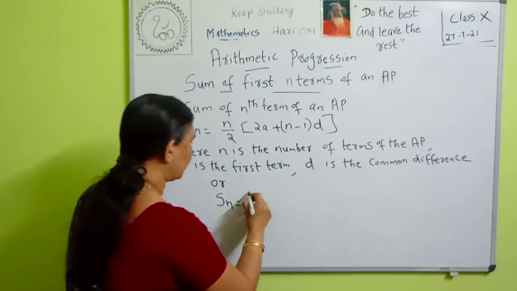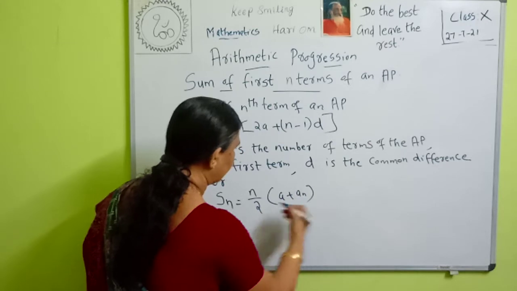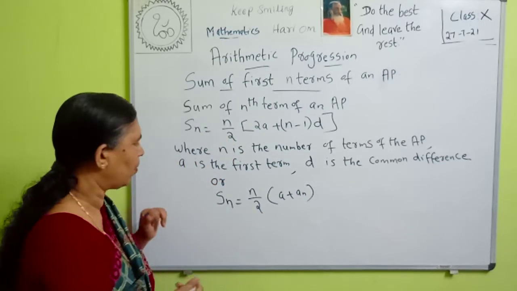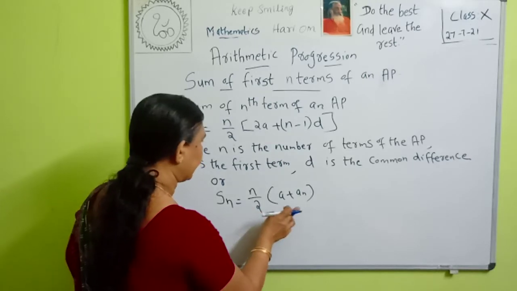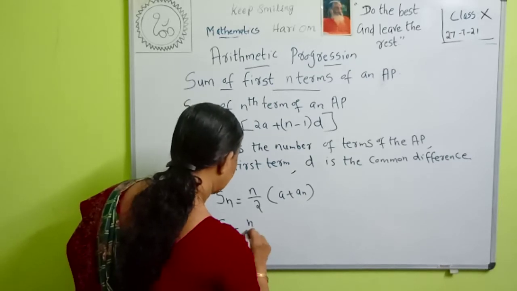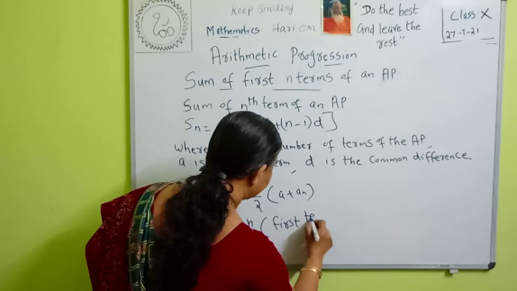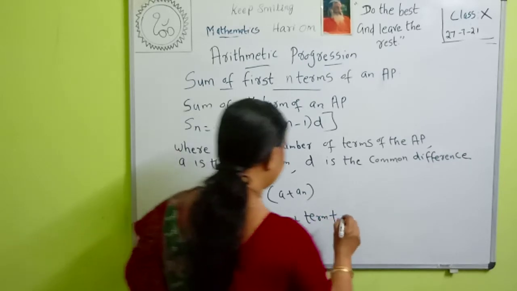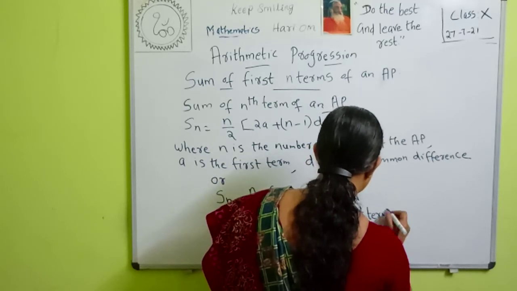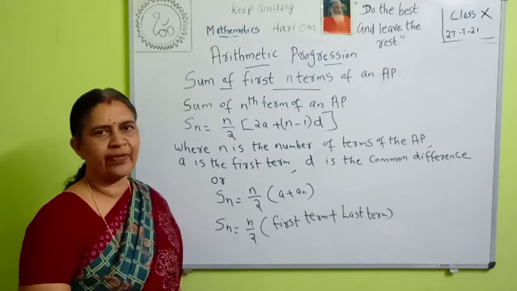Sn is equal to n by 2 into a plus an. You can use another formula also. Sn is equal to n by 2 into a plus an, where a is the first term and an is the last term. So we can write it as Sn is equal to n by 2 into first term plus last term. Therefore, what is the formula to find the sum of the first n terms of an AP?